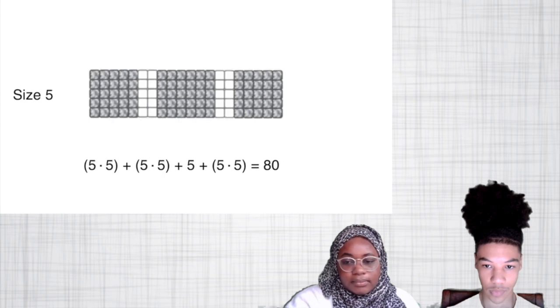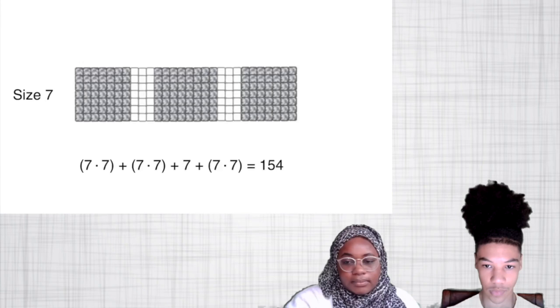They then applied Amir's method to a size 5 cobblestone pattern and got the equation 5 times 5 plus 5 times 5 plus 5 plus 5 times 5 is equal to 80. Finally, when applying Amir's method to a size 7 cobblestone pattern, they got the equation 7 times 7 plus 7 times 7 plus 7 plus 7 times 7 is equal to 154.